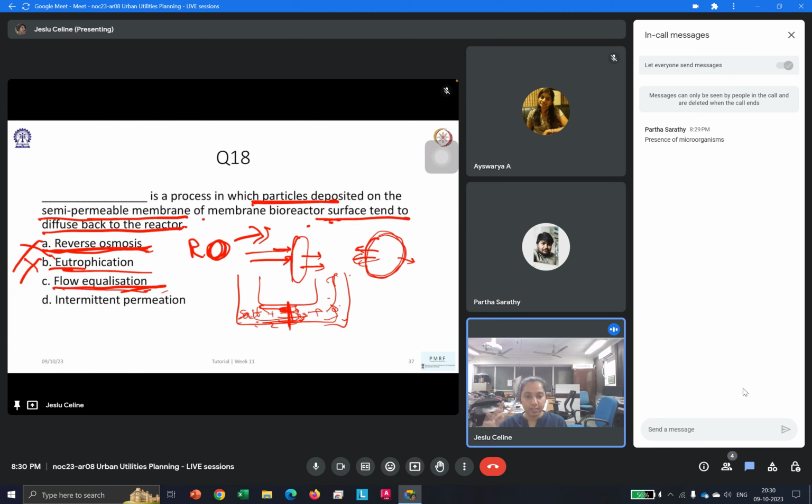So that is flow equalization. It's in fact one of the primary steps of sewage treatment, where you plan the flow. So that's also not the answer here. Then you have intermittent permeation. So this is the answer.